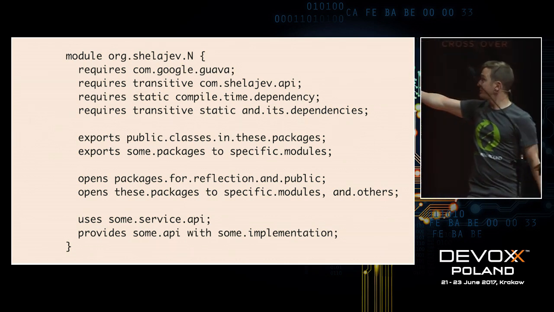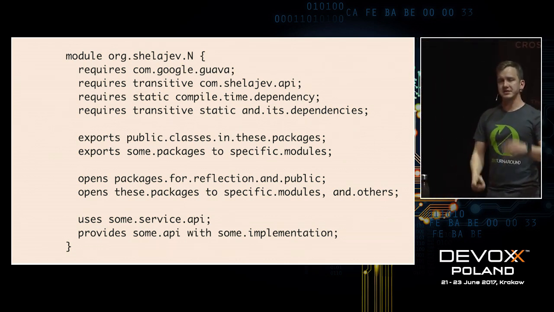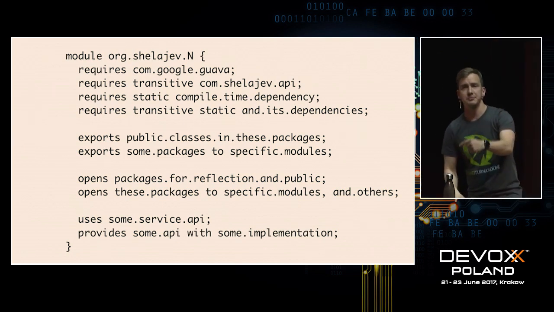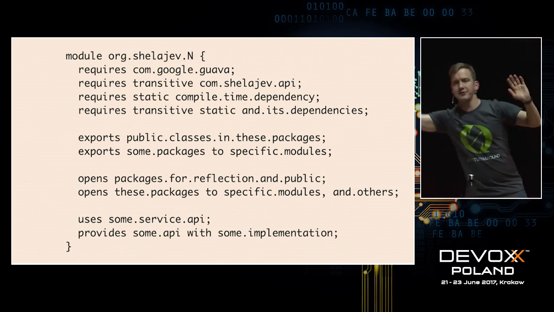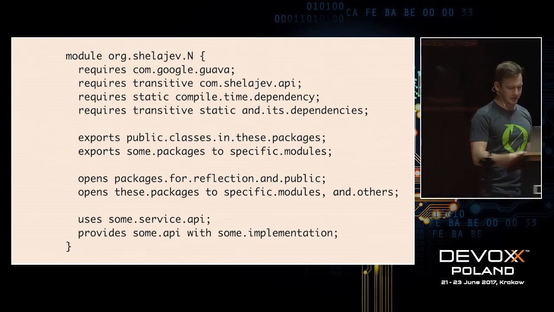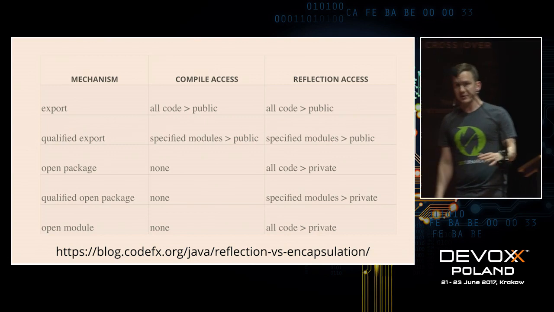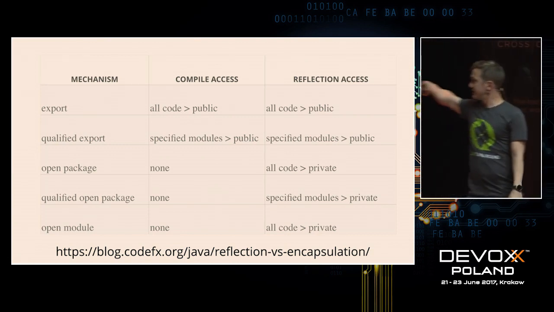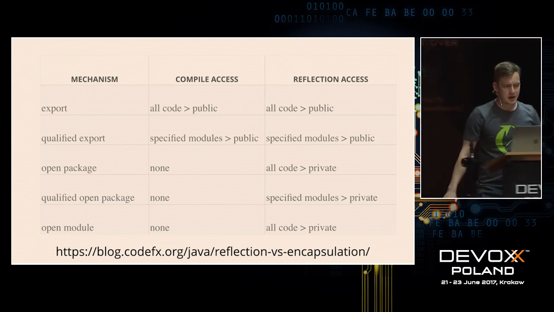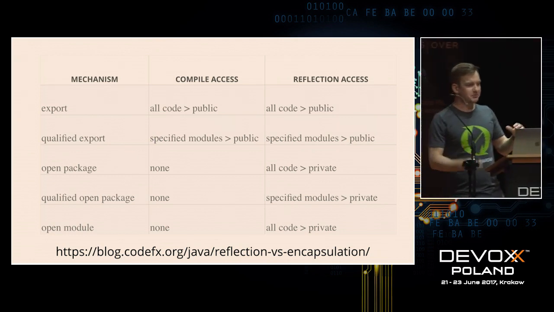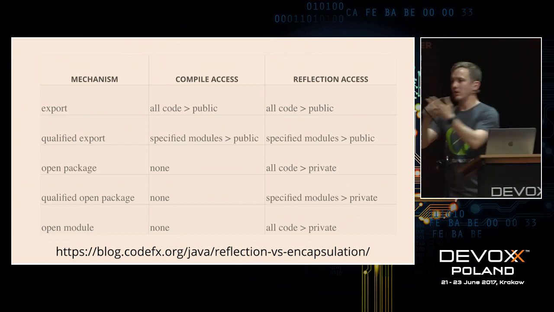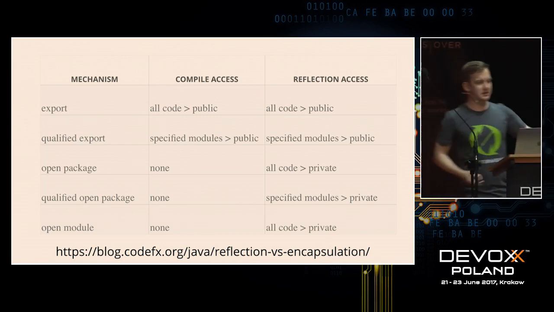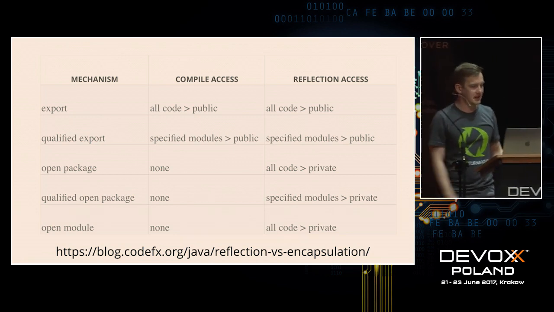You can also open the module to everyone, absolutely everyone, using the opens keyword. That will give access not only to public methods, classes and fields in the packages, but everything in that module will be open for manipulation. A good summary of what it all means is this table, or you can read it on the blog of Nikolai Parlog, or in his book. Basically, exports means all code can access public members. Opens means that everyone can access everything.